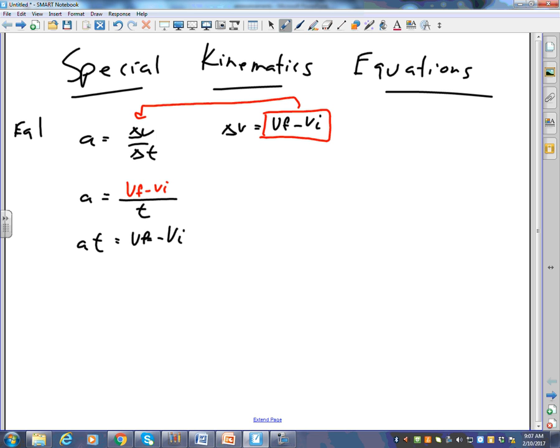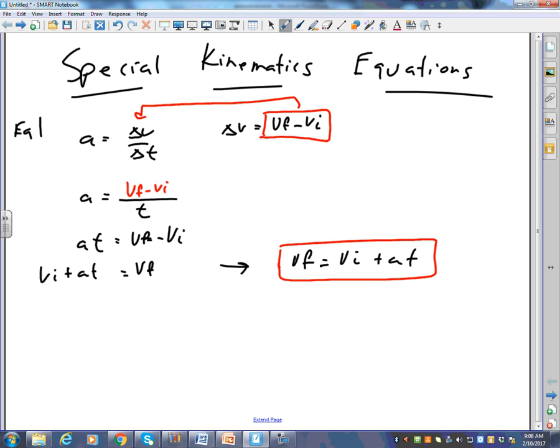And for some reason, people like to have the vf by itself. So I'm going to write that as vf on the right. And when I get rid of the minus vi on the right-hand side, I add vi to both sides, right? Give and take. So I get vi plus at. Most people write it the opposite way, and you could probably go from that step to that step on your own. And that, my friends, is special kinematics equation number 1: vf equals vi plus at.